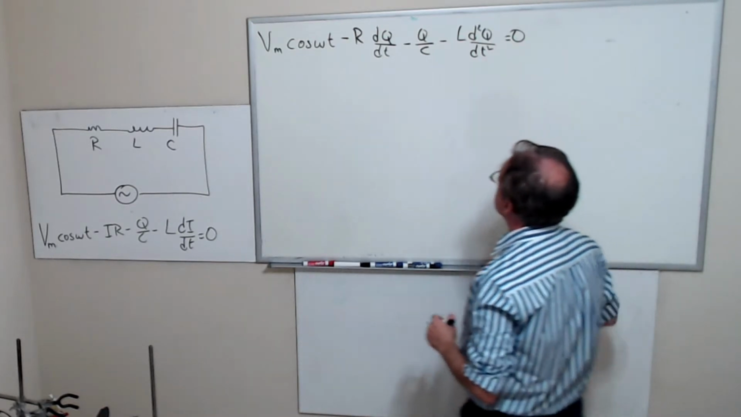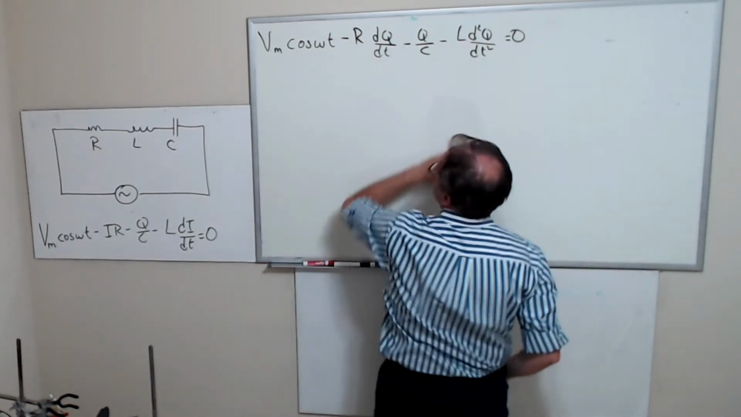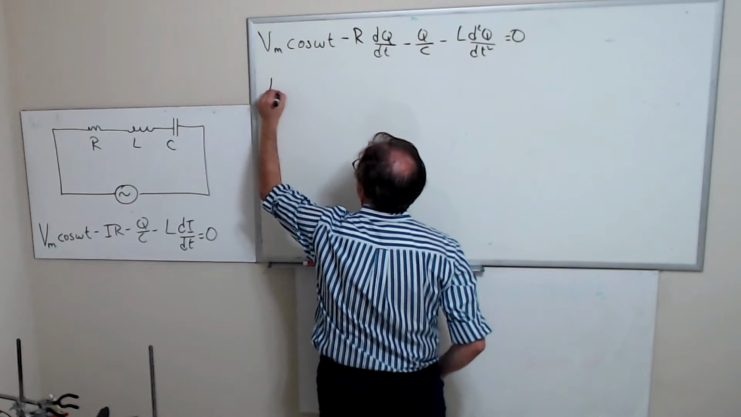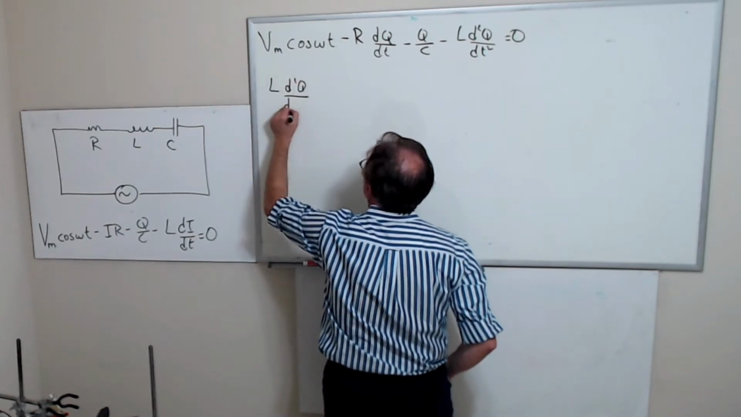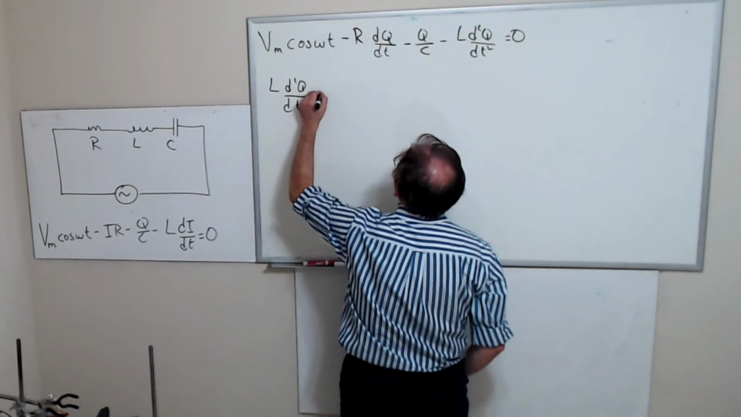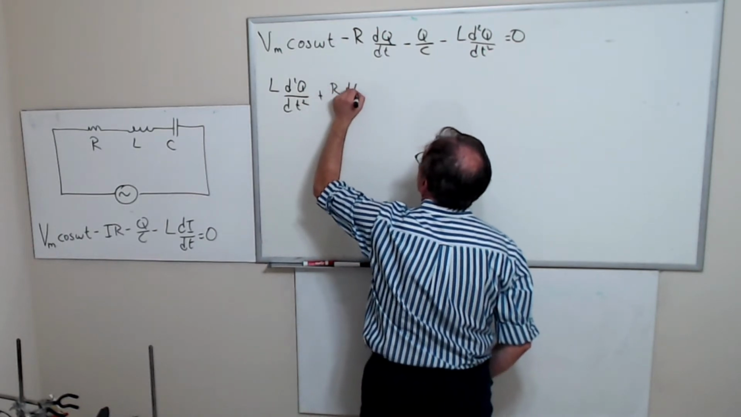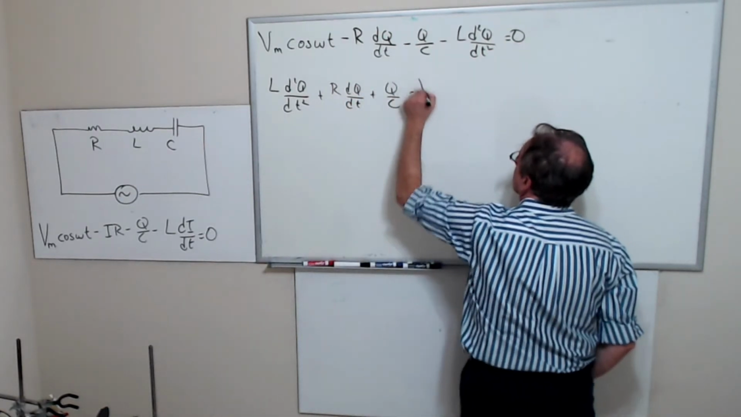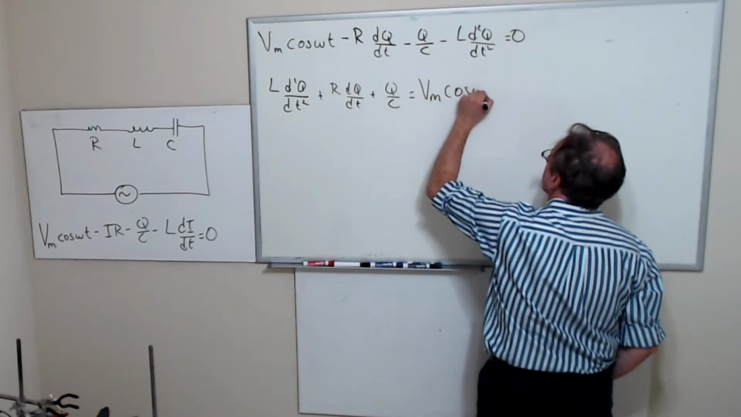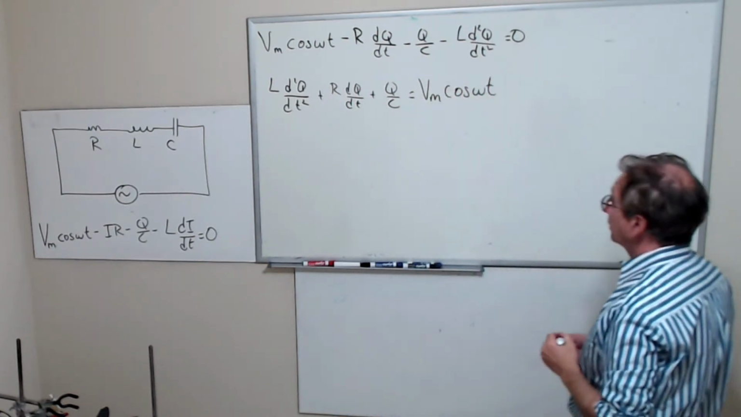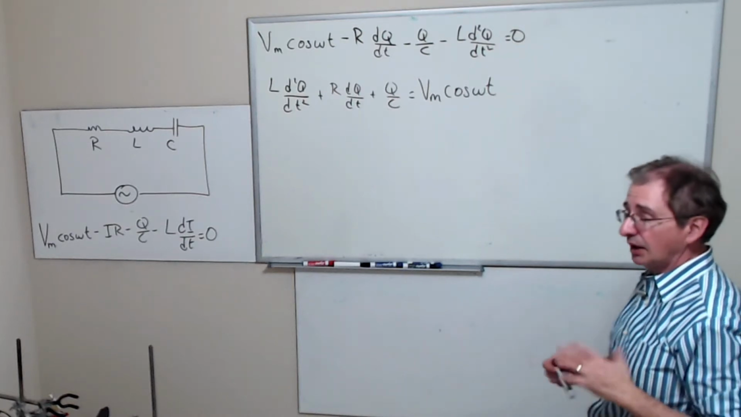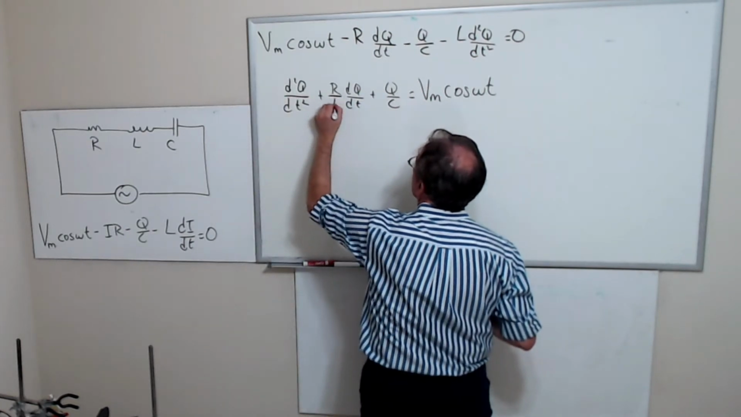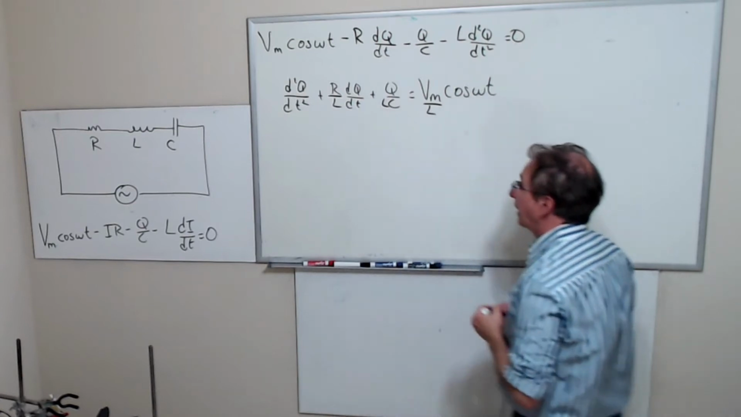Let me rearrange this equation. I'm going to move all these terms to one side of the equation, and I'll put this term first. Okay, and one more thing. I'm going to divide both sides by L. So I'm going to do it very quickly. Divide both sides by L, and I get that for my equation.